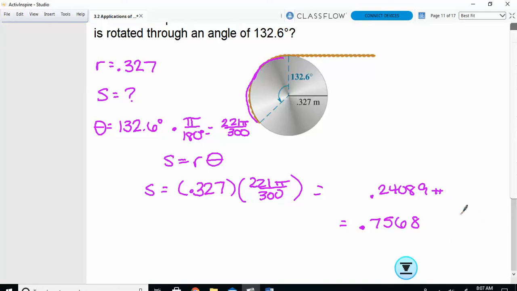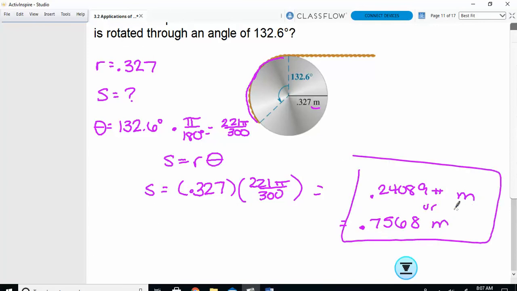So whether you multiply out the pi or not, I don't care. You just have to make sure you are labeling accordingly. S is arc length, it's a distance, so its unit will match your radius, so that would just be meters. So either of those is fine. Is that okay?